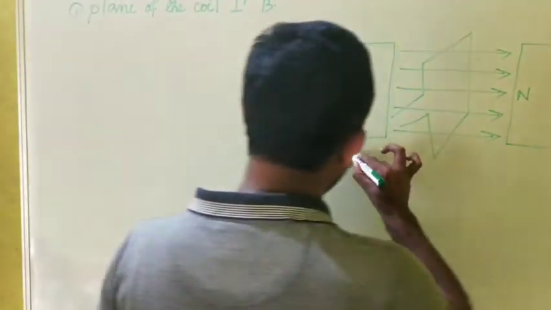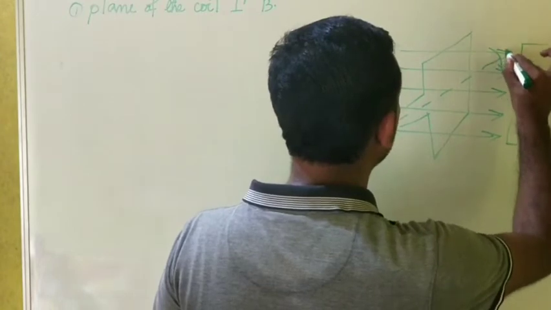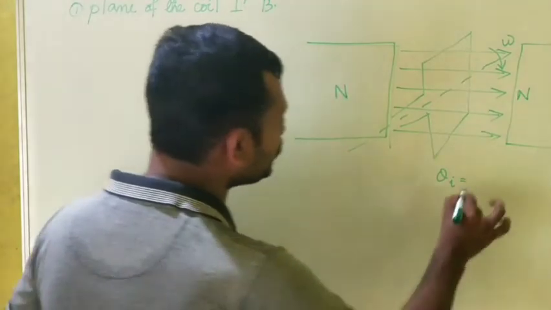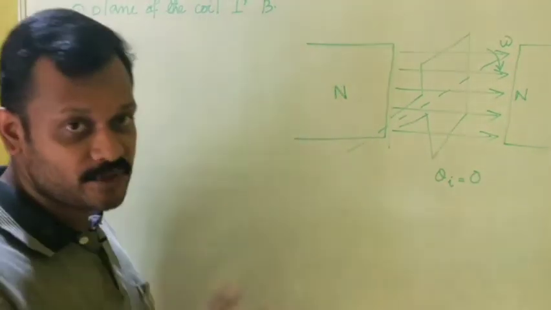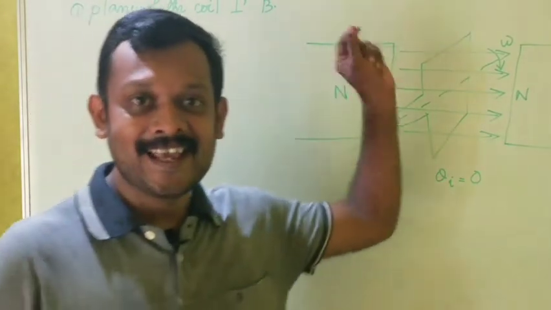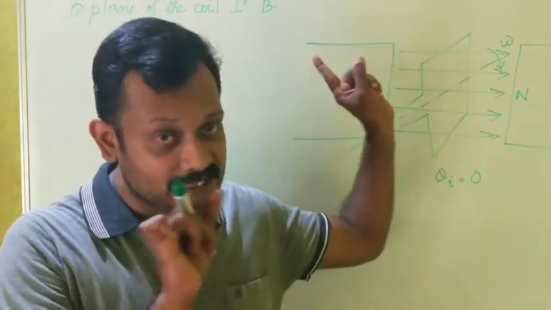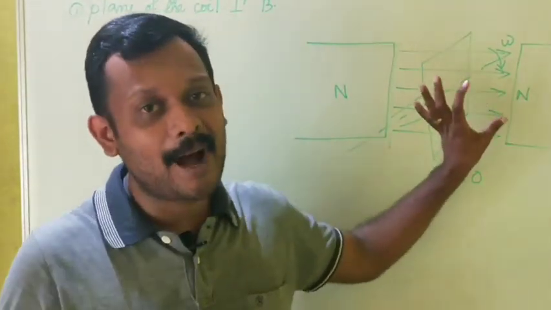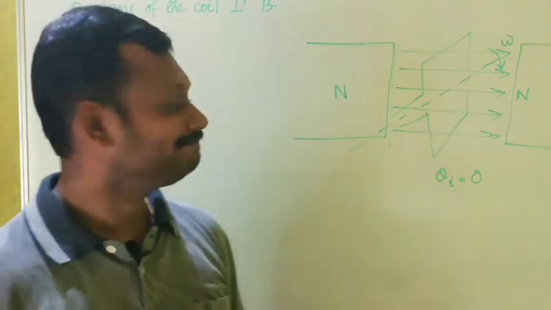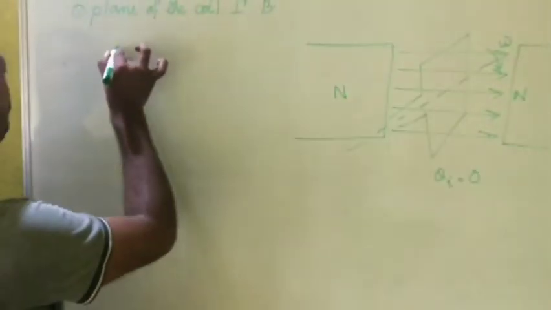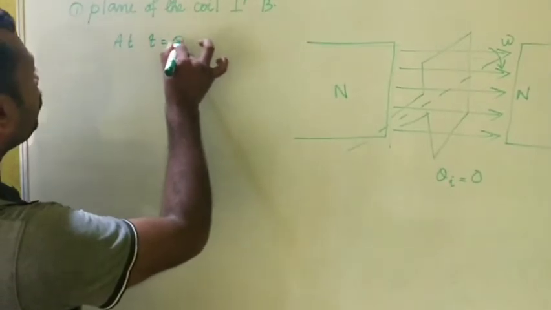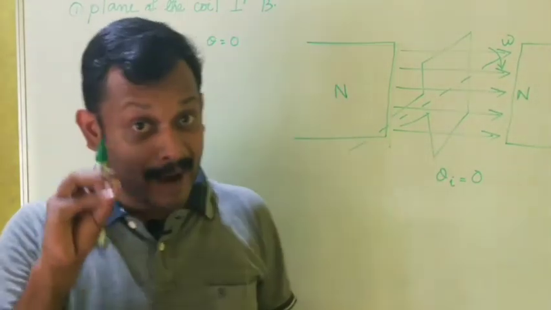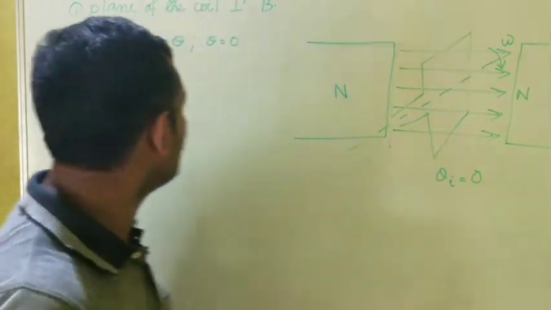Now the coil is rotated with an angular speed omega. So what is the initial angle? The plane of the coil is perpendicular to the magnetic field, which means the initial angle is 0. As we have seen at the beginning of this session, the angle between the area vector and the magnetic field vector is 0. So at t equal to 0, theta is equal to 0.